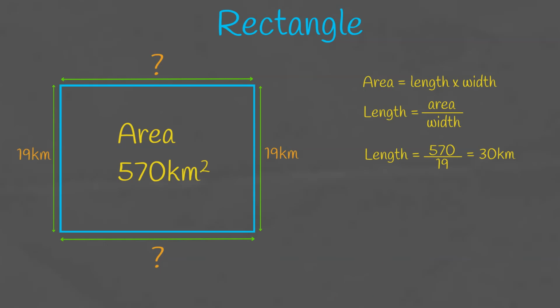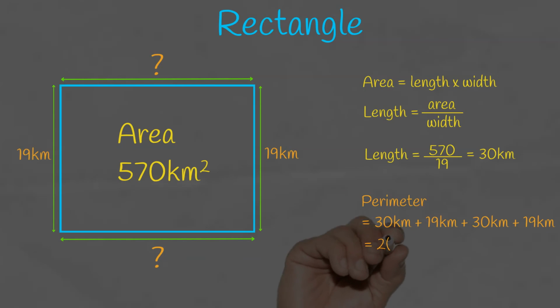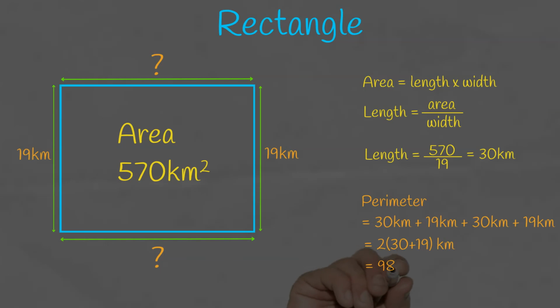And because we now have the length of the rectangle, we can work out the perimeter, which is 2 times 30 plus 19. So the perimeter of the rectangle is 98 kilometers. In the next video, we'll go through some more problems where we have different units and where we calculate the area, the length, the width, or the perimeter.